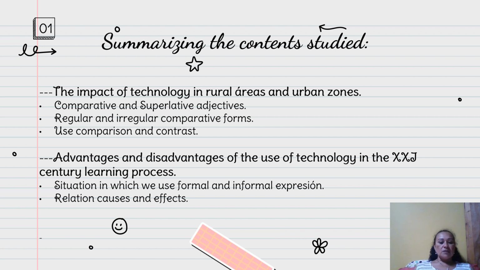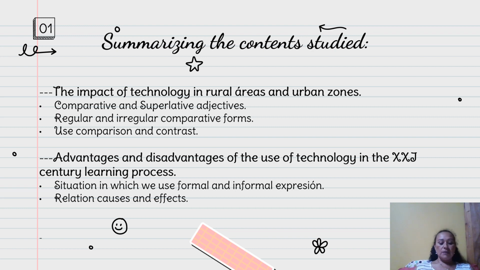Advantages and disadvantages of the use of technology in the 21st century learning process. Situations in which we use formal and informal expressions, and relations of cause and effect. I learned in this topic to use modals such as might, would, or could, or other expressions to ask questions in a very formal way, such as would you mind? I was wondering. But an informal expression is used, for example, when any friend visits your home at night. You might use informal vocabulary because you are close.